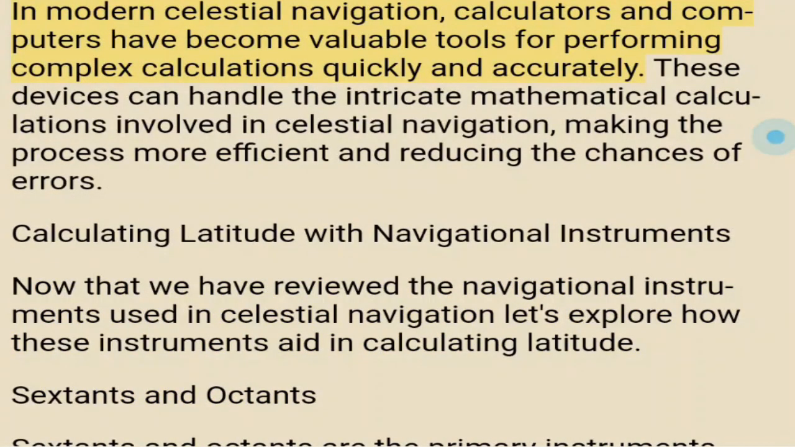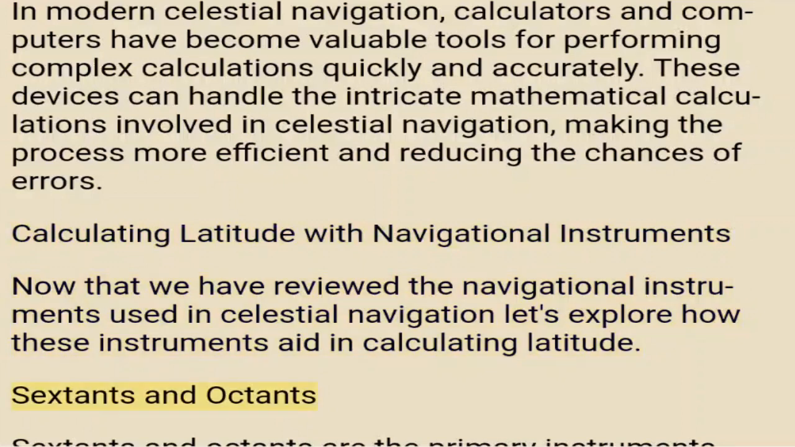Calculators and computers for celestial navigation. In modern celestial navigation, calculators and computers have become valuable tools for performing complex calculations quickly and accurately. These devices can handle the intricate mathematical calculations involved in celestial navigation, making the process more efficient and reducing the chances of errors. Calculating latitude with navigational instruments. Now that we have reviewed the navigational instruments used in celestial navigation, let's explore how these instruments aid in calculating latitude.